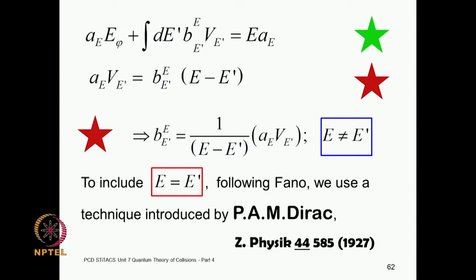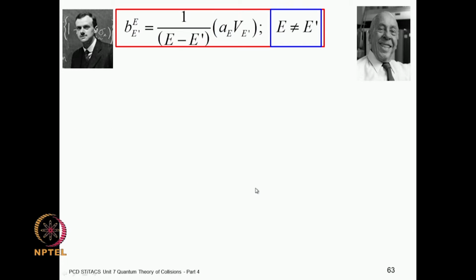So, to be able to include the E equal to E prime, Fano used a very beautiful technique which was devised originally by Dirac, and this is the Fano-Dirac technique. They make use of principal value integration to address this situation. So, I will show you how it is done. The purpose is to address this particular case of E equal to E prime, and this is the Dirac-Fano technique.